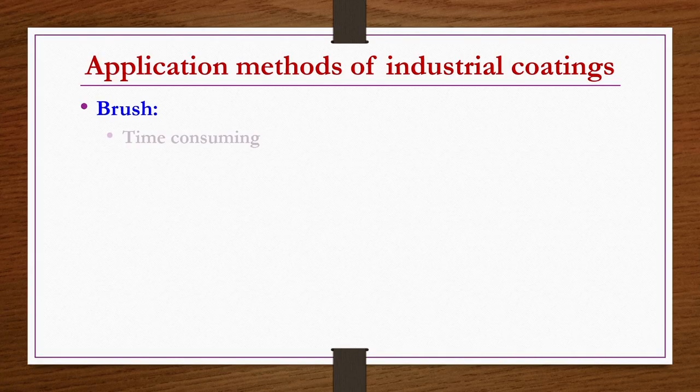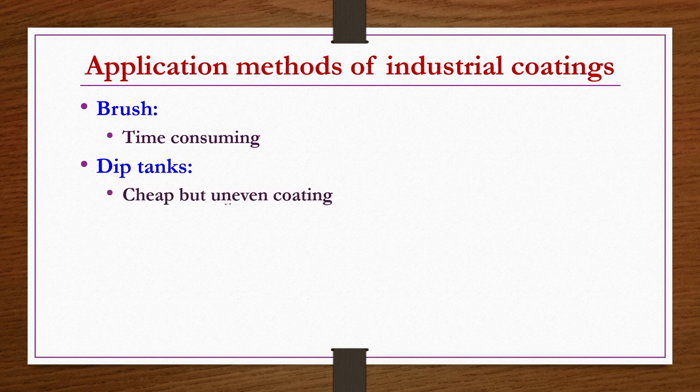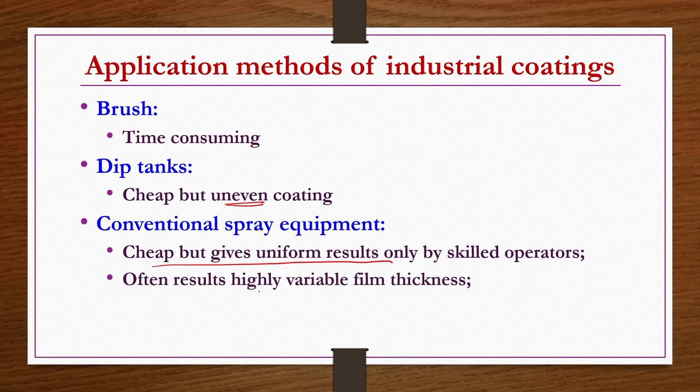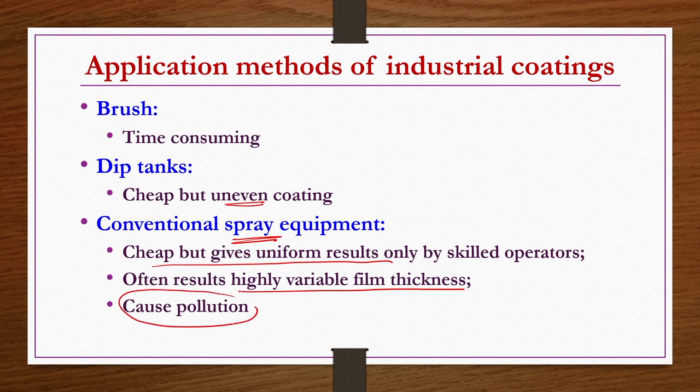Brush applying is good, but it is very time consuming, whereas dip tanks are cheaper, but the coating is uneven, whereas conventional spray equipment is cheaper, but gives uniform results only with skilled operators. Often the results show highly variable film thickness. If you are not experienced enough to use the spray coating equipment, you may have a highly variable film thickness, and obviously it causes pollution. Wherever you have seen surfaces being coated using a spray coater, the surrounding area is very much polluted. So they cause pollution.